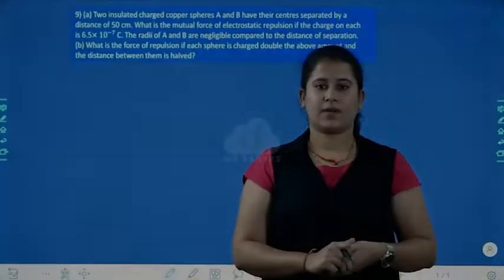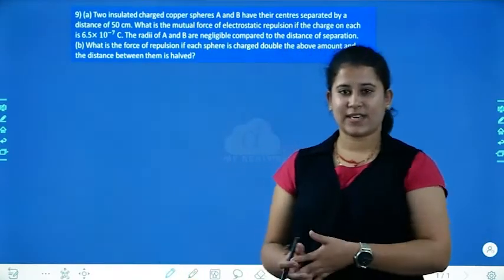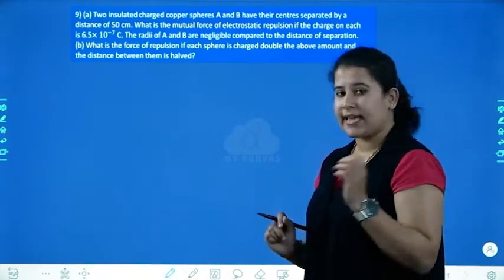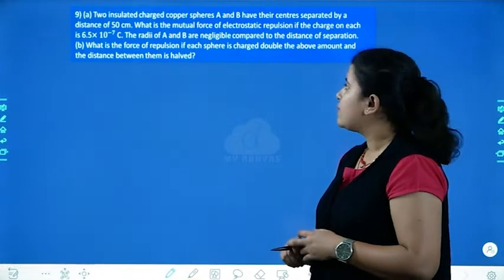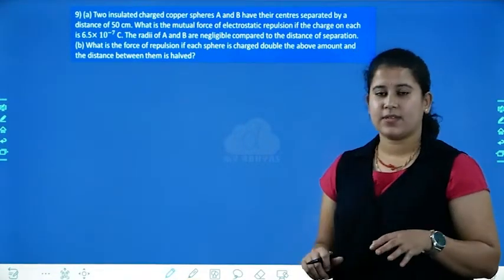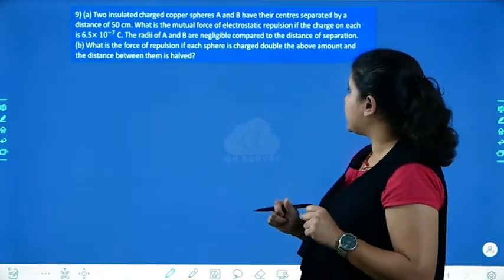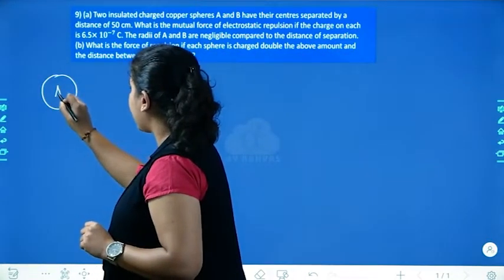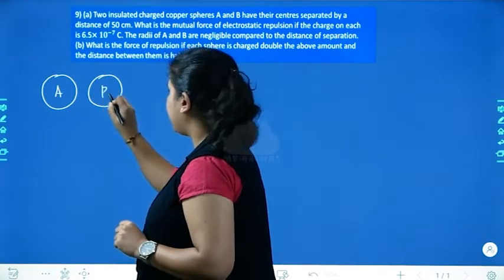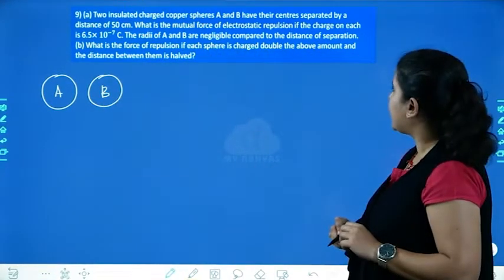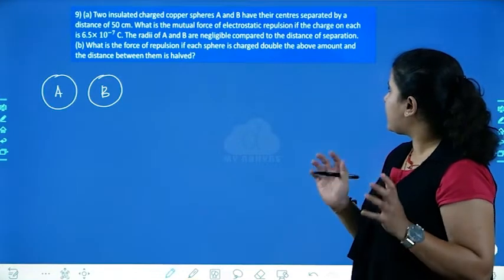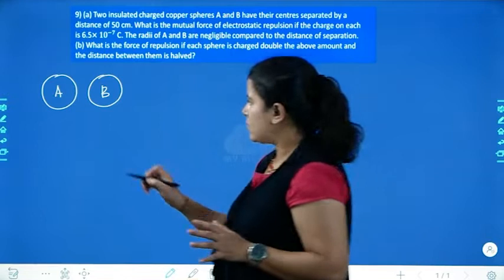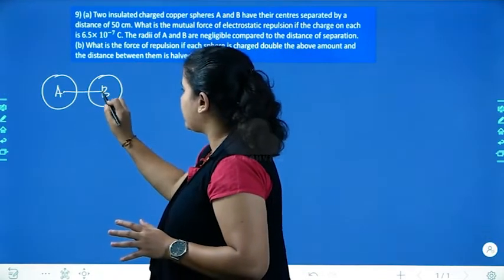Clear? So moving on to the next question, we have the 9th one, and we will see how the question is. Coming to the first, there is a sub question A. Two insulated charged copper spheres, A and B. So there are two spheres, one taken as A and another taken as B, and their centers are separated by a distance of 50 centimeter.